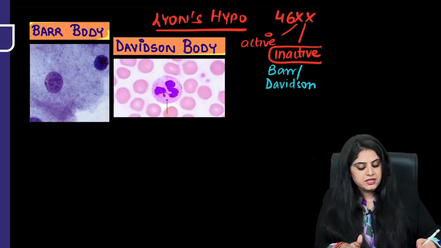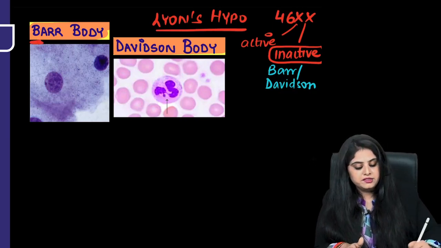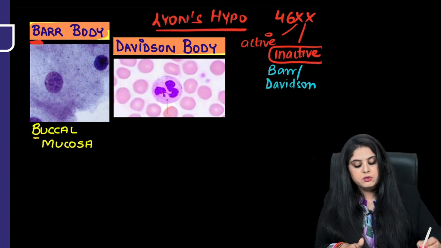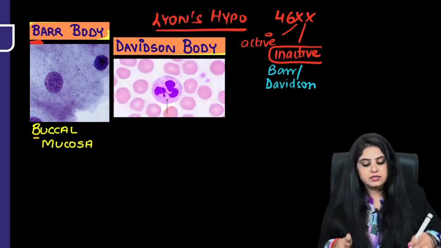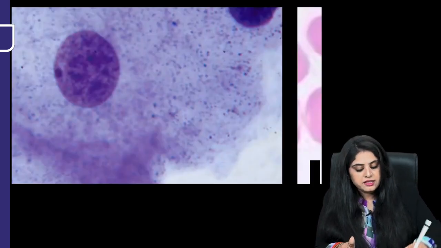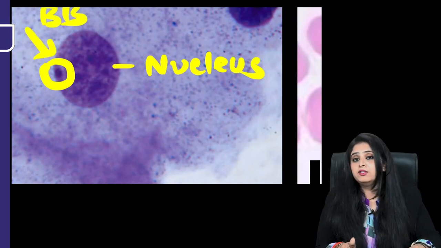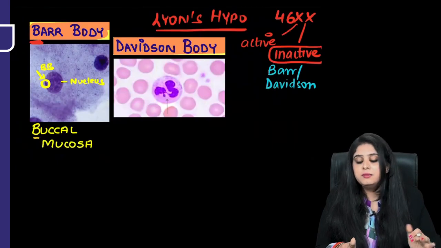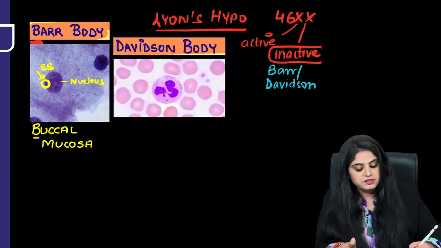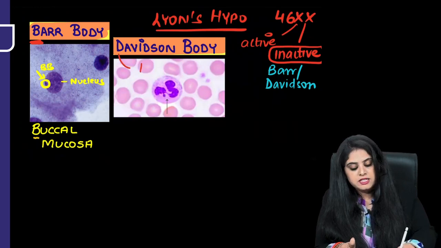Look different means, Barr body is something that you will see in which sample? Buccal mucosa sample. When you take the buccal mucosa sample, you scrape the cheek. Can you see in the nucleus there is one blue color dot? Okay guys, this is the nucleus, and in the nucleus of this person you're seeing a blue color dot. This is the Barr body. So Barr body you will see in the buccal mucosa sample. Whereas what is Davidson? Davidson will remind you of D for D.